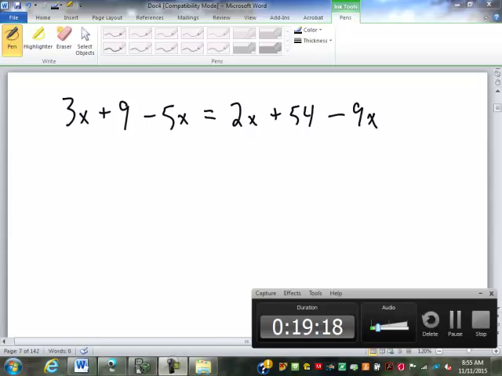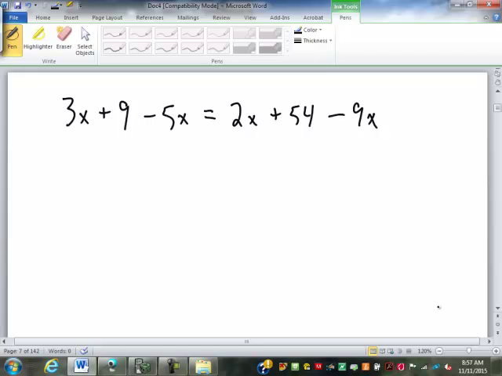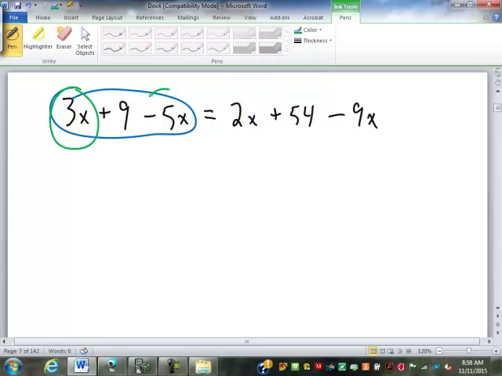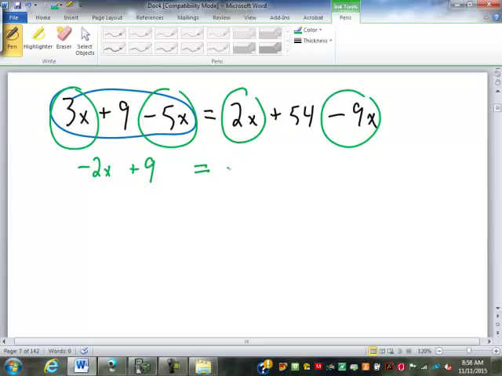I want you to try this one quick, see how it goes. So, talk me through it. What do I need to do first? On the left side, what do I have to do first over here? Add the 3x plus the negative 5x. So 3x and negative 5x make negative 2x. Anything else I can combine on the left side? No. Okay, on the right side, what do I need to do? 2x and negative 9x make negative 7x.